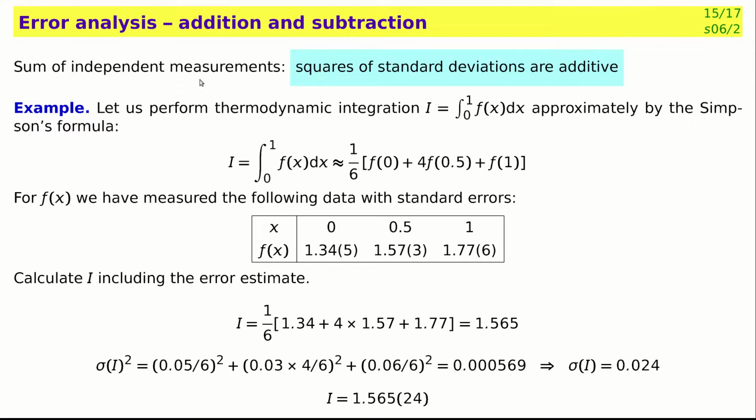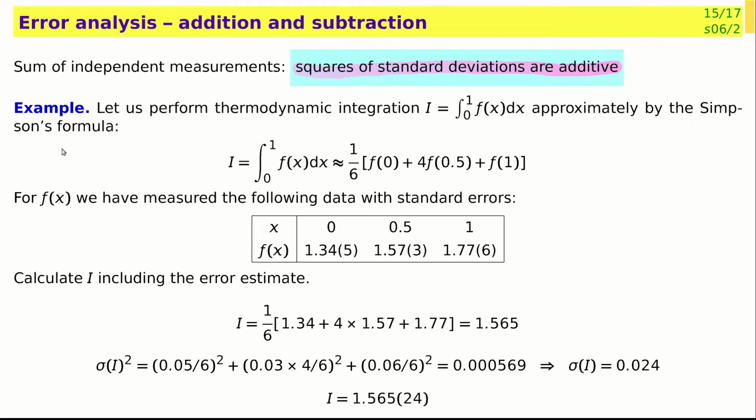Probably you have had in physics the treatment of different measurements. The question is, I have several measurements and I will assume now that these measurements are independent. And I would like to combine these measurements in some way and get a result, but a result with the error estimate, or if you wish, uncertainty estimate. The key knowledge is that squares of standard deviations are additive.